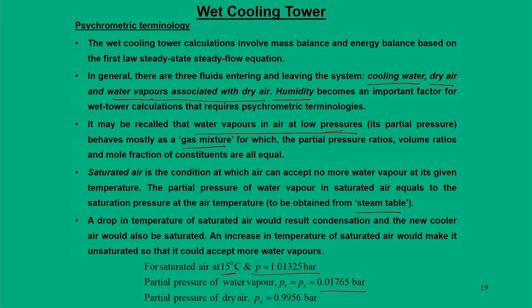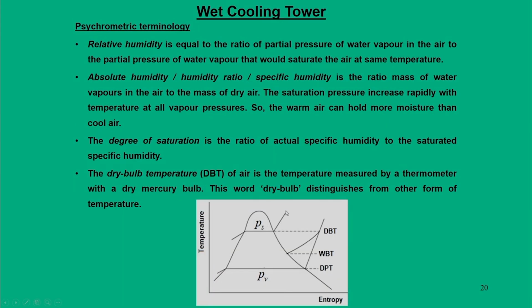So that way we can also find the partial pressure of dry air, which is the difference between these two. The other term is called relative humidity. So relative humidity is equal to the ratio of partial pressure of water vapor in the air to the partial pressure of water vapor that would saturate the air at that same temperature. So this is a non-dimensional term.